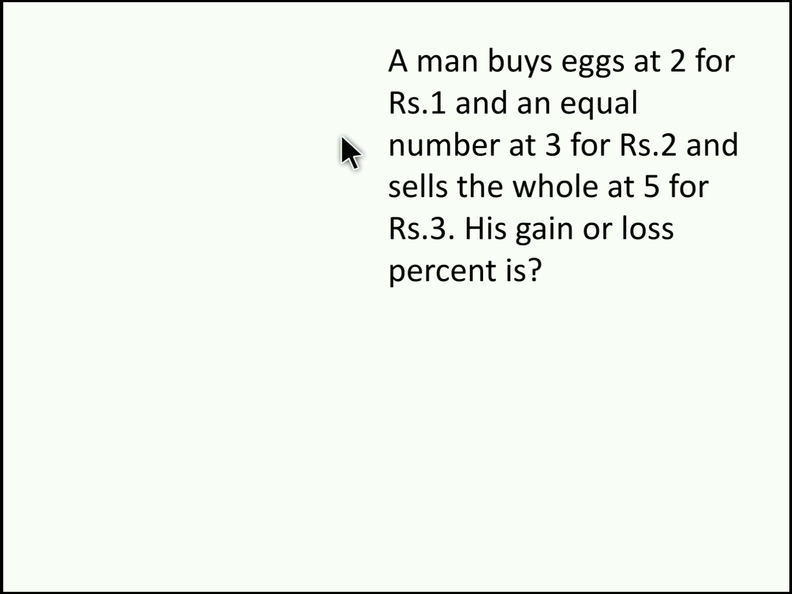So here a man is buying two varieties of eggs. The first variety costs 2 eggs for rupees 1 and the second variety costs 3 eggs for rupees 2. In the question it is clearly given that he is purchasing equal numbers. So if in the first variety he purchased 10 eggs, in the second variety also he will purchase 10 eggs. If the cost of 2 eggs is 1 rupee, the cost price of 1 egg will be 1/2 rupees, that is 50 paise. In the second variety, the cost price of 1 egg will be 2/3 rupees, which is nothing but about 66 paise, right?